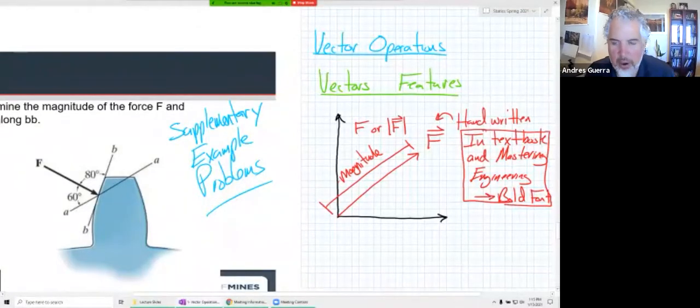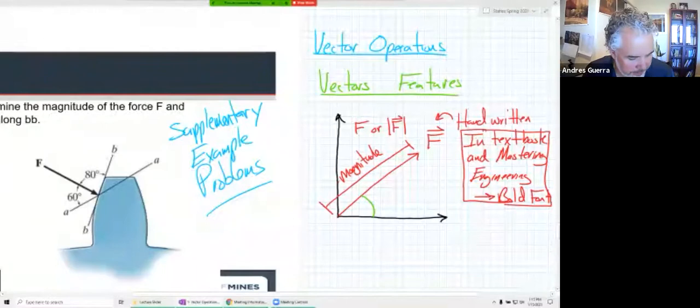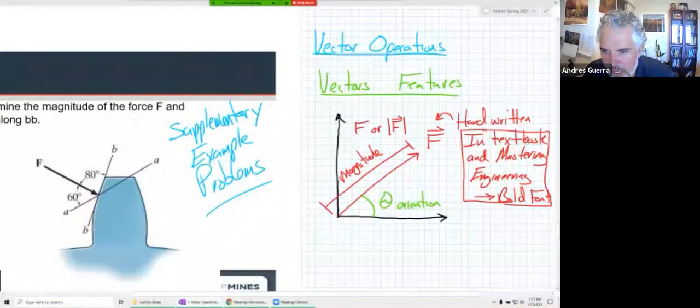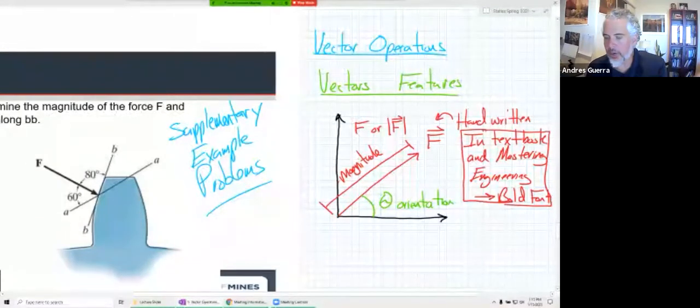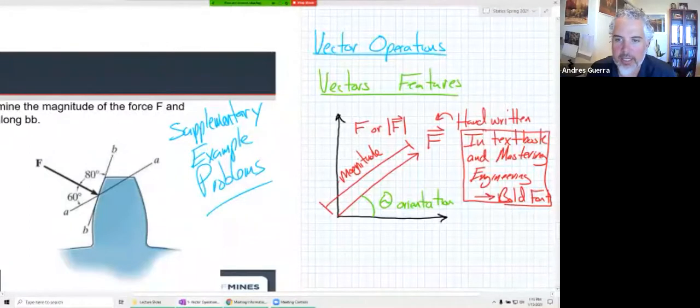Some other important parts of this are the orientation. So the angle here, we can call this theta. That's our orientation, just describing where that orientation is. It tells us the angle, and that orientation could be from the horizontal axis or from the vertical axis.